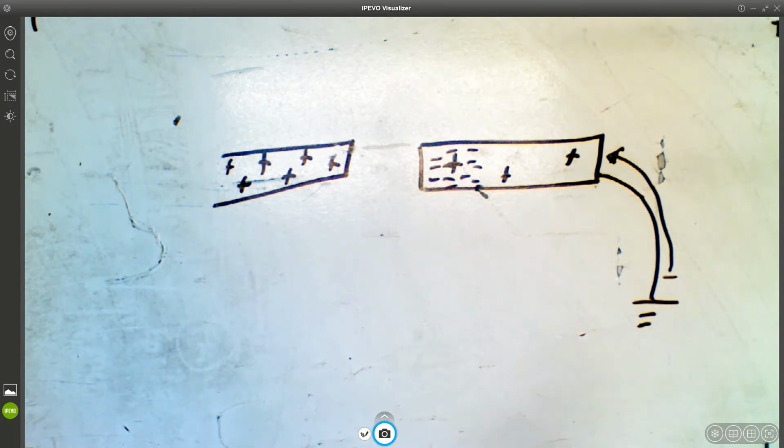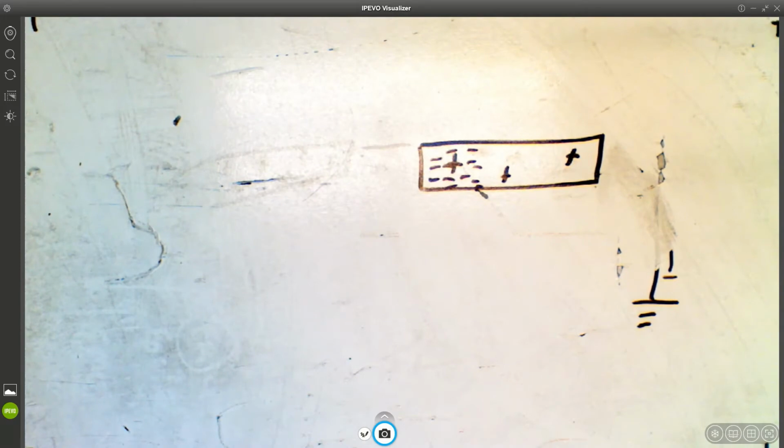The ground is removed, so we remove the ground. And then the positively charged object is removed, so the positively charged object is brought away. So what are we left with? Well, we're left with a negatively charged object. So D is going to be the answer.